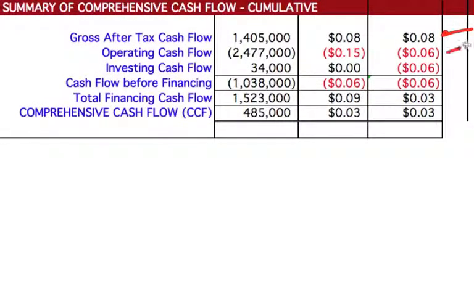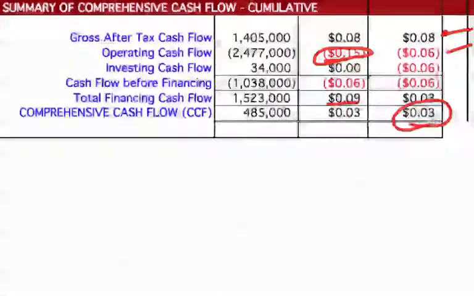We invested 6 cents of it on the operating cash flow side, keeping in mind that we really lost 15 cents there, so we end up with 6 cents. We raised 9 cents in debt financing to end up with 3 cents to the good for every dollar of revenue in our comprehensive cash flow.